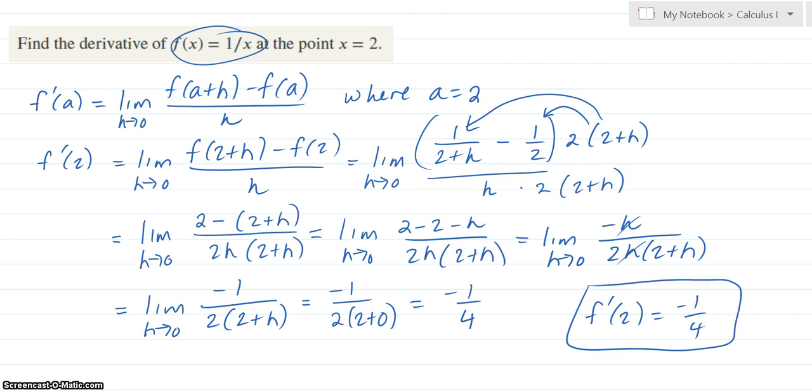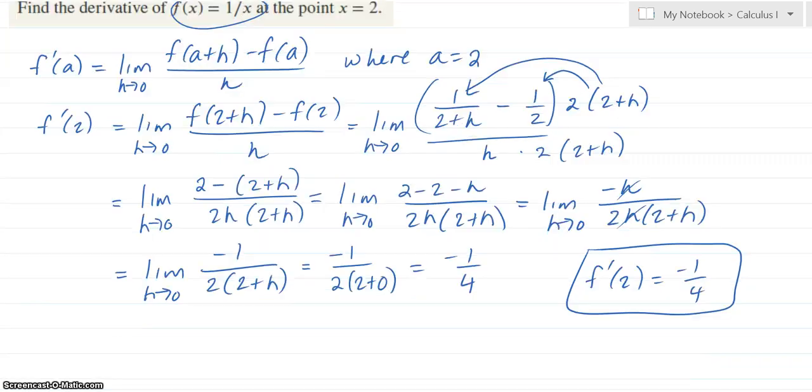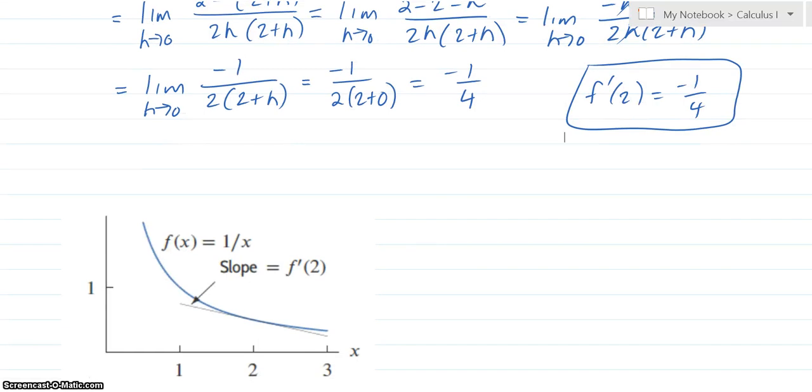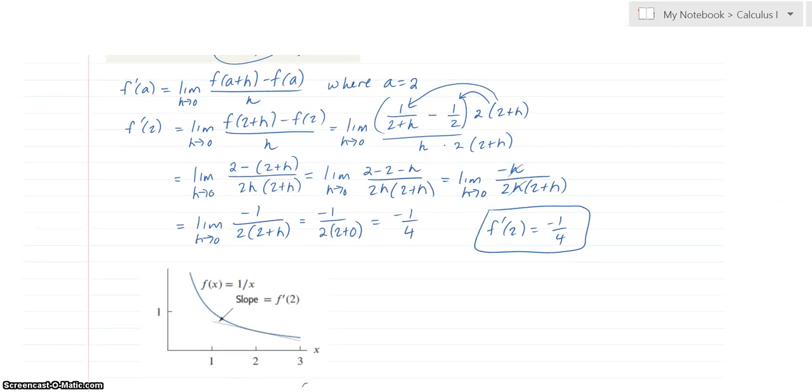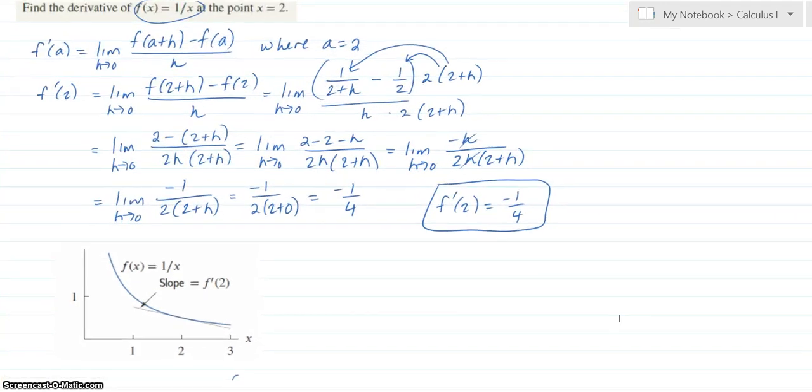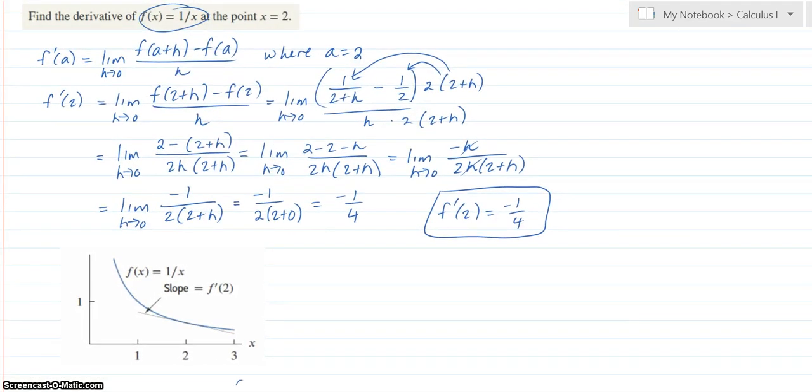To get a visual of this, we know that we can graph f of x equals 1 over x and look at the point x equals 2. I have it right here. So here's the graph of f of x equaling 1 over x. Make this smaller so we can see it up there. There it is. So we can see the whole thing. And here's the point 2. And at that point, you can see that the slope is negative 1/4.